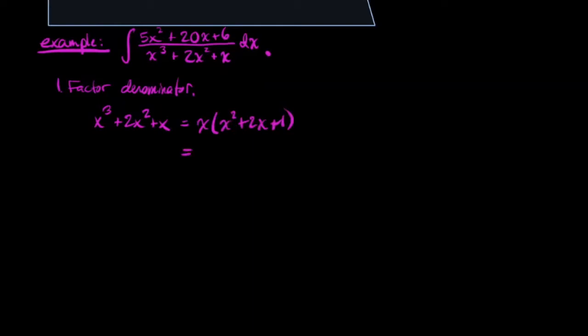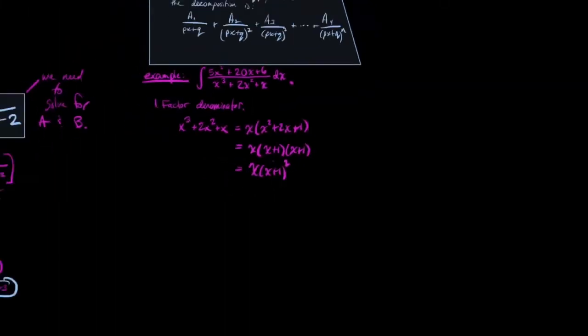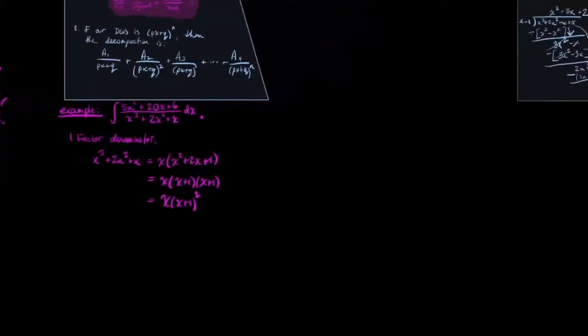All right, so what two numbers multiply to 1 but add to 2? It would be x plus 1 and x plus 1. So this is actually going to be x times x plus 1 squared in that denominator now. So we can rewrite this thing. And I'm just going to focus on the fraction right now, not so much the integral. We'll come back to the integral. And that's going to be x times x plus 1 squared.